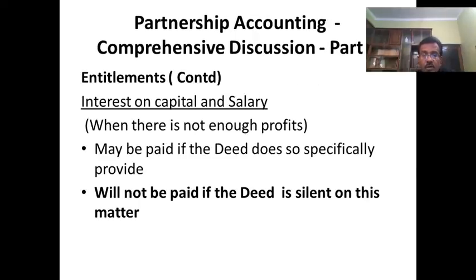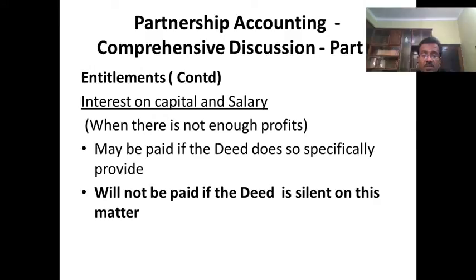Next is our drawing rights. Okay. Interest on capital and salary, when there is not enough profits, may be paid if the deed does so specifically provide. Now, if there is no profit, how can you pay interest on capital and salary? If the partnership deed says that even if there is no profit, interest on capital and salary should be paid, then go ahead and pay.